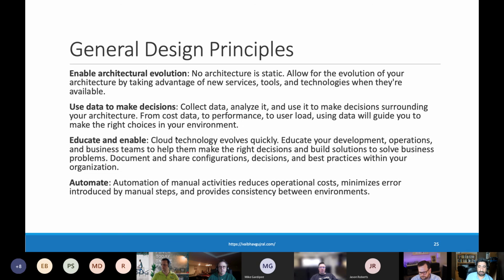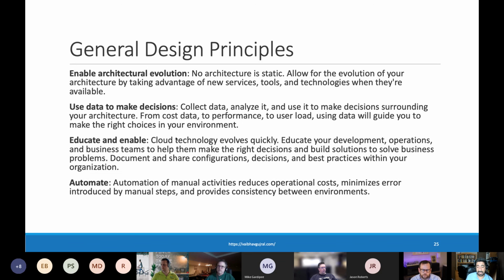Educate and enable. Cloud technology evolves quickly, so educate your development, operations, and business teams to help them make the right decisions and build solutions that solve the business problems. Document and share configurations, decisions, and best practices within your organization.